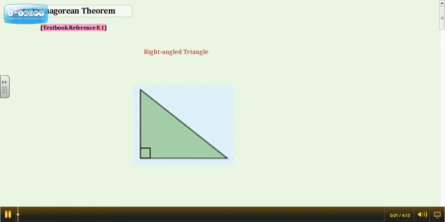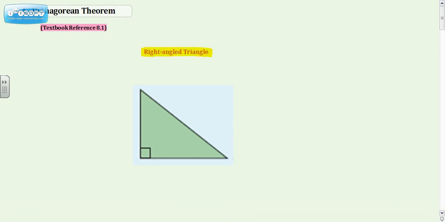Hello class, today we're going to talk about the Pythagorean Theorem. Now if you recall, the Pythagorean Theorem is only applicable to a right-angled triangle. How we can distinguish a right-angled triangle is by looking for the square in one of the angles. This square indicates that this angle is exactly 90 degrees.